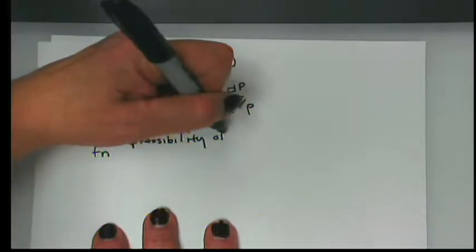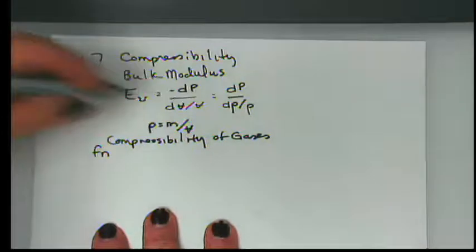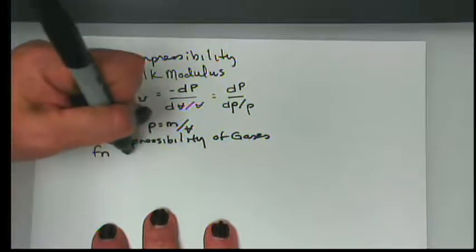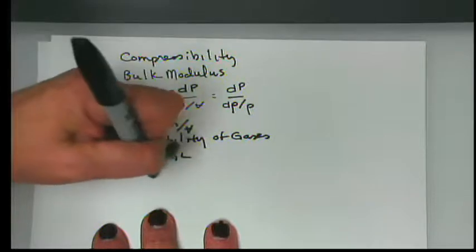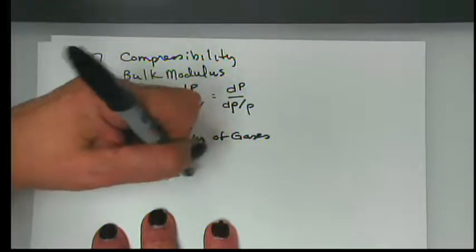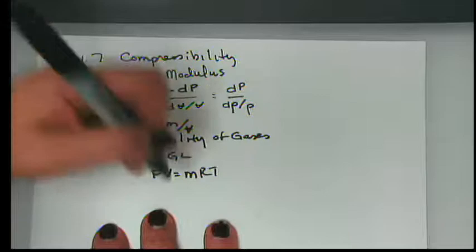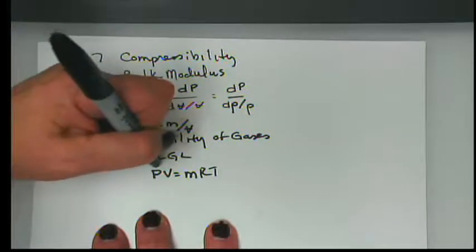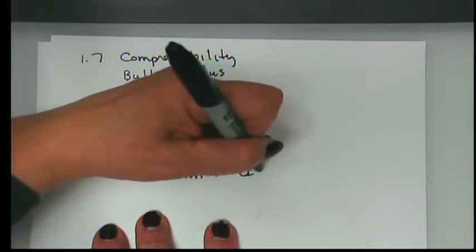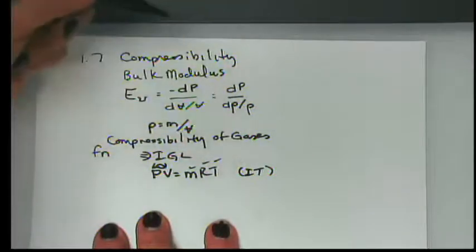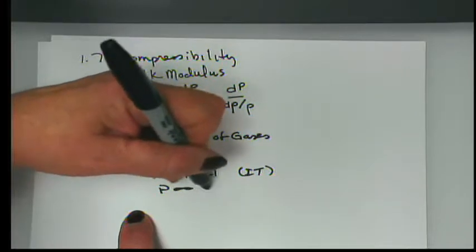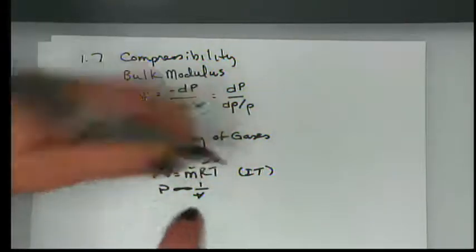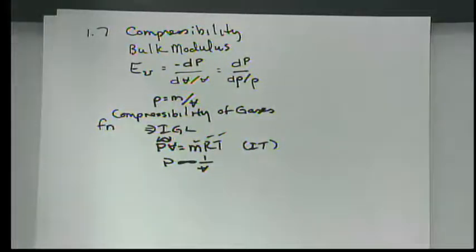And if we talk about the compressibility of gases, it could be a linear function. For example, in the ideal gas law, if we have an ideal gas, we know that PV is equal to mRT. If we have an isothermal process, m, R, and T are all going to be constant, so that means that P is inversely proportional to V. In other words, as P increases, volume is going to have to decrease.